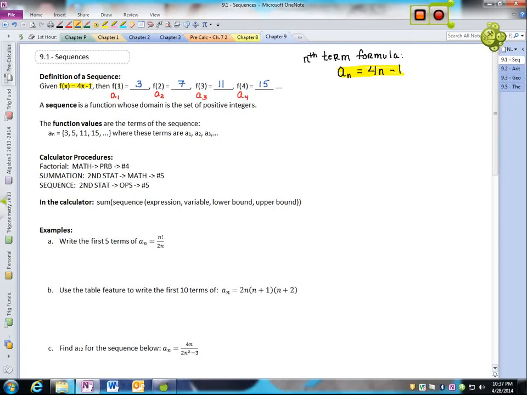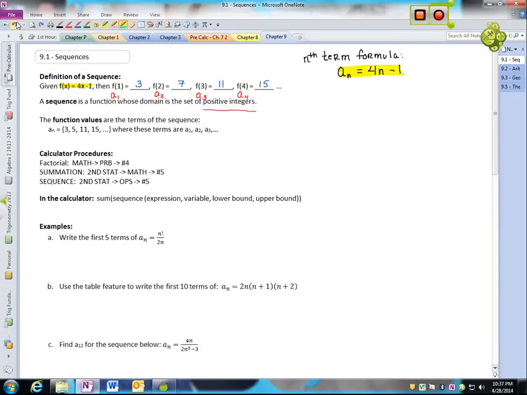Notice, all of the values that I plugged in are positive integers. I plugged in a positive 1, a positive 2, a positive 3, a positive 4. And I got out values of 3, 7, 11, 15. So my domain was those positive integers. My output, the 3, 7, 11, 15, that is actually my sequence. So my sequence becomes 3, 7, 11, and 15. The first term, a sub 1, is 3. The second term, a sub 2, is 7, so on and so forth.